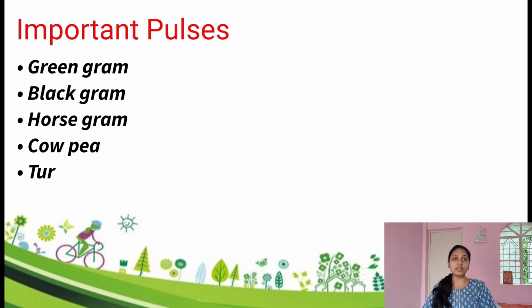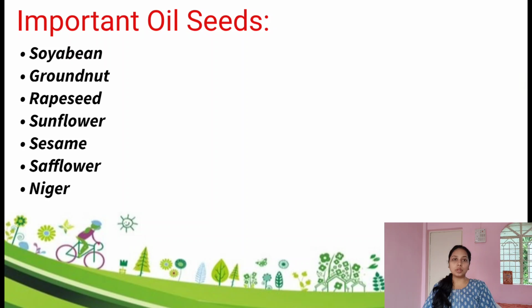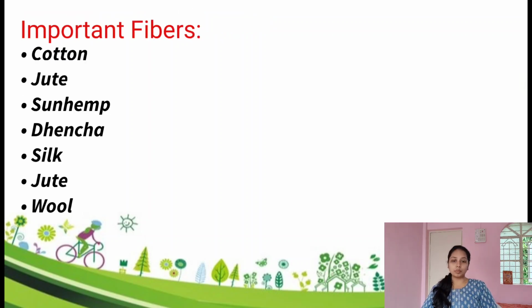Then important oilseeds, that is soybean, groundnut, then rapeseed, mustard, sunflower, sesame, safflower, niger, castor, and linseed. Castor and linseed are non-edible seed oils, so keep that in mind. Then important fibers. When it comes to fibers, there are revolutions also regarding fibers. So don't miss this point, because even if it's a very small point, it will make at least one question every year.